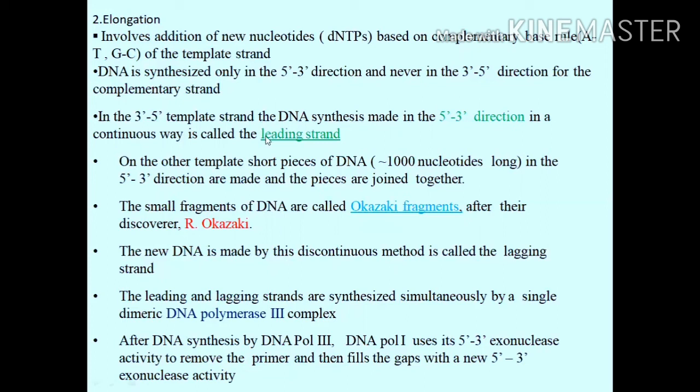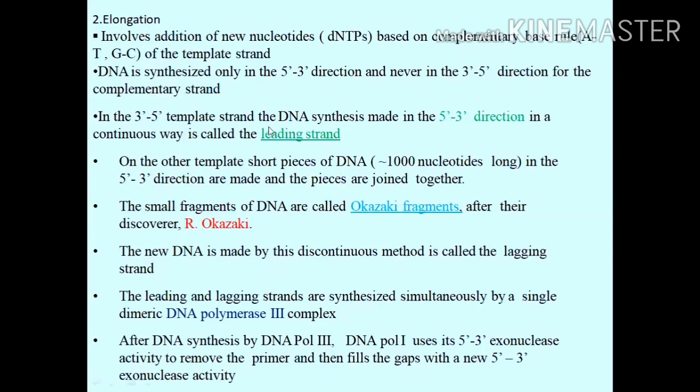So DNA is synthesized only in the 5' to 3' direction, and never in the 3' to 5' direction, for the complementary strand. On both complementary strands, the new DNA is synthesized in the 5' to 3' direction only. This is a very, very important point in DNA replication.